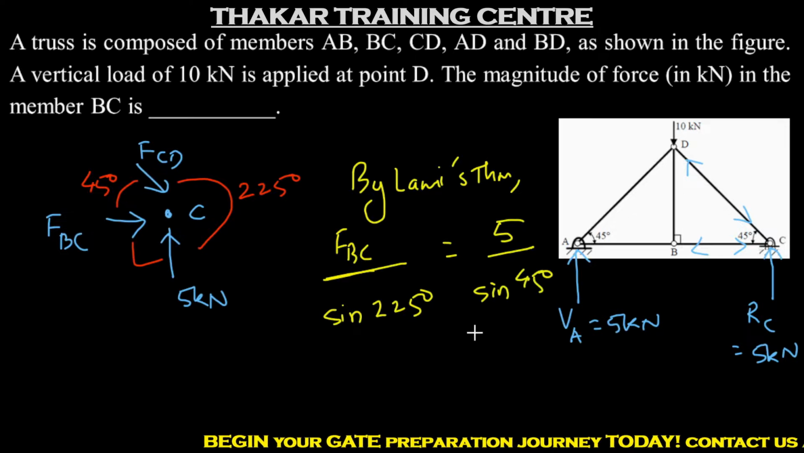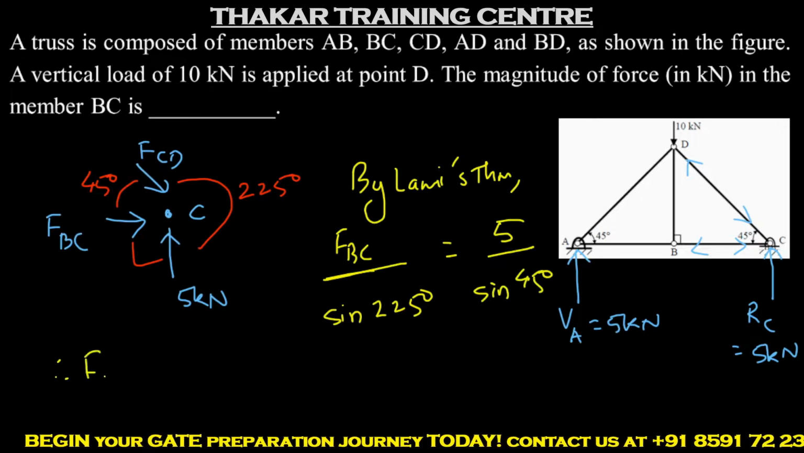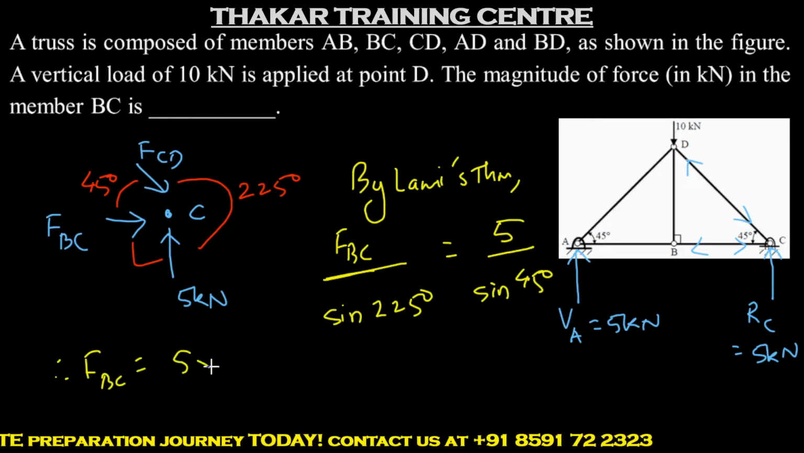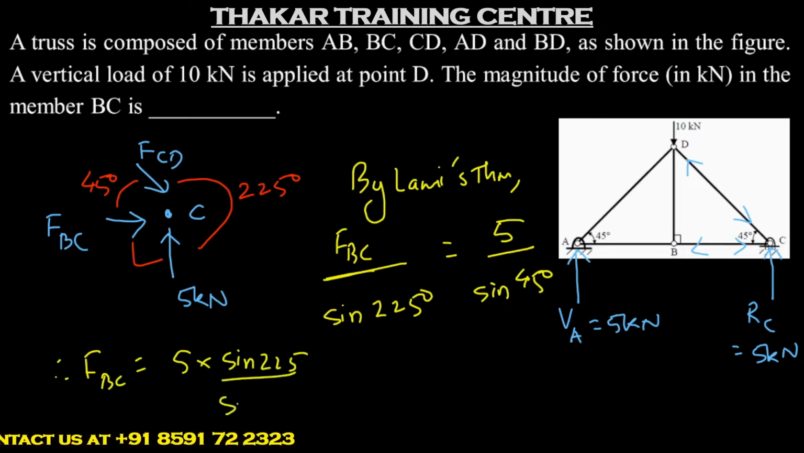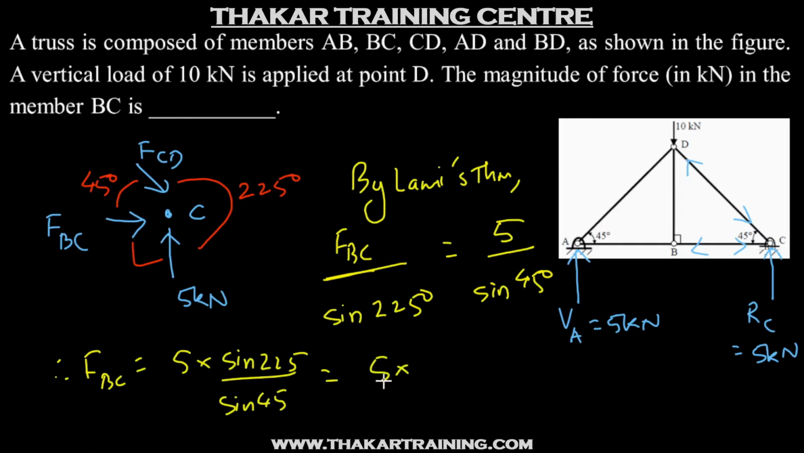So this is 45. So we have FBC will be equal to 5 into sine of 225 upon sine of 45. Sine of 225 will be minus 1 by root 2. Sine of 45 is 1 by root 2. So we get this as minus 5 kilonewton. Minus indicates that the assumed direction is wrong, whereas the magnitude is 5 kilonewton. In this question, we are asked the magnitude of force. So the answer will be 5.